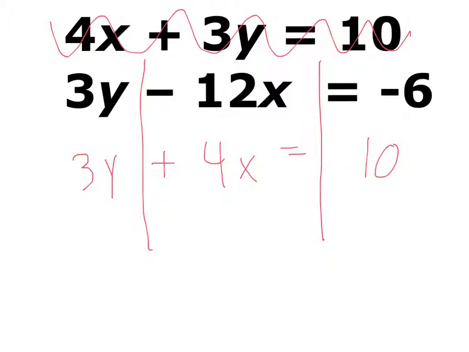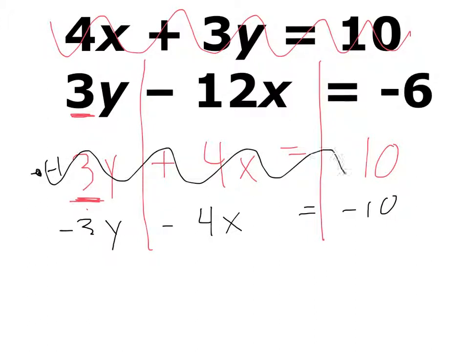Okay, now I want to get my y's, one to be a 3 and one to be a negative 3. So what am I going to multiply? Well, of course, I can multiply by negative 1 on that whole row and get them to cancel out. So what is negative 1 times 3y? You got negative 3y. And negative 1 times 4x would give us negative 4x. And negative 1 times 10, of course, would give us negative 10. Okay, so you no longer need this guy.